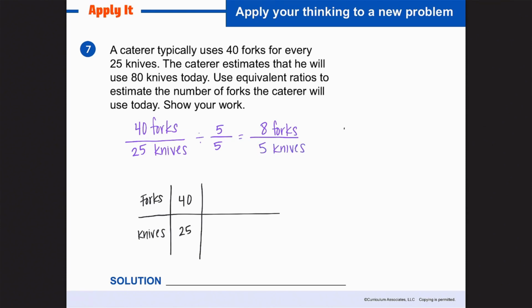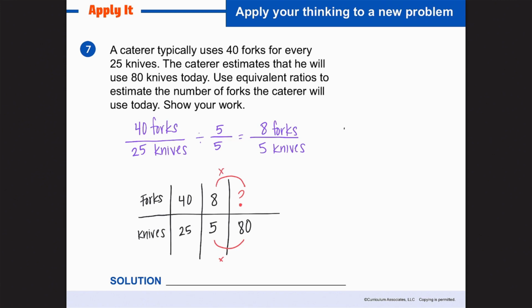So 8 to 5. Now I can go ahead and put that friendly ratio in here, 8 to 5. And then I'm going to see, okay, well, I need to find 80 forks, right? So I need to figure out how many forks I'm going to use. So we're going to do some multiplication division here. So I need to find out what times 5 makes 80. And then I'm going to do that same thing up here.